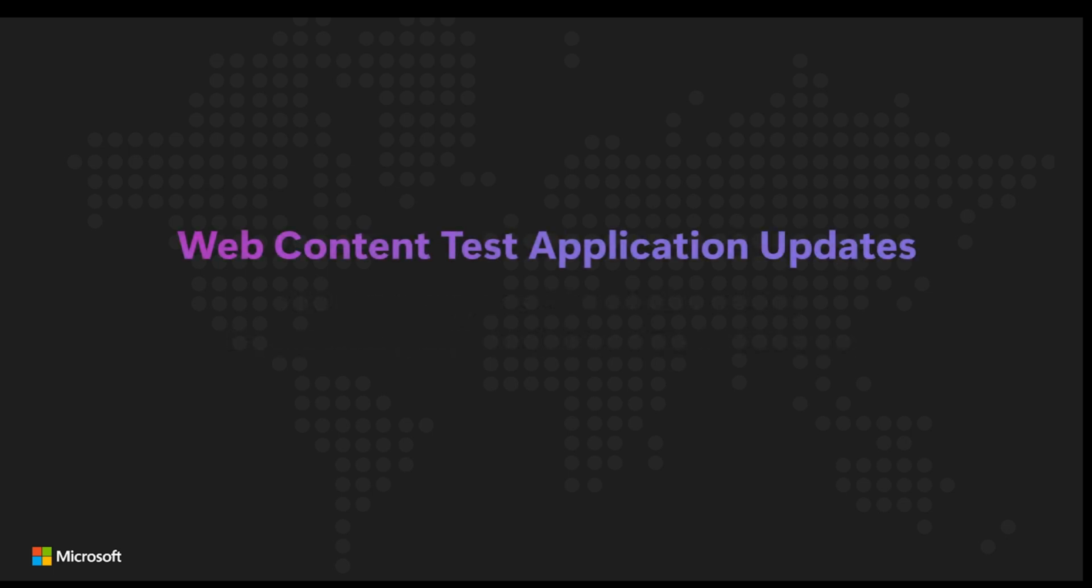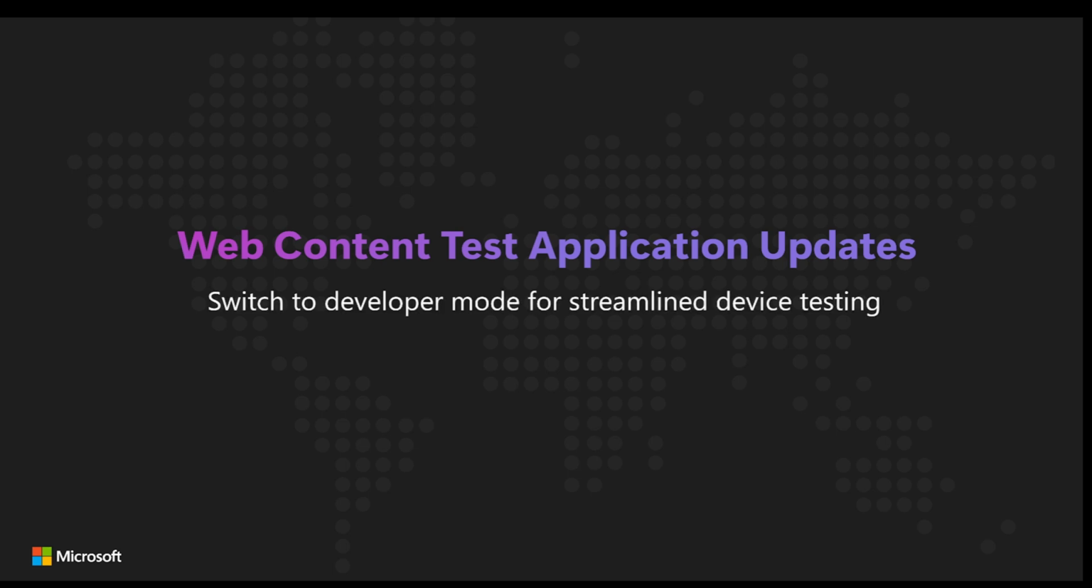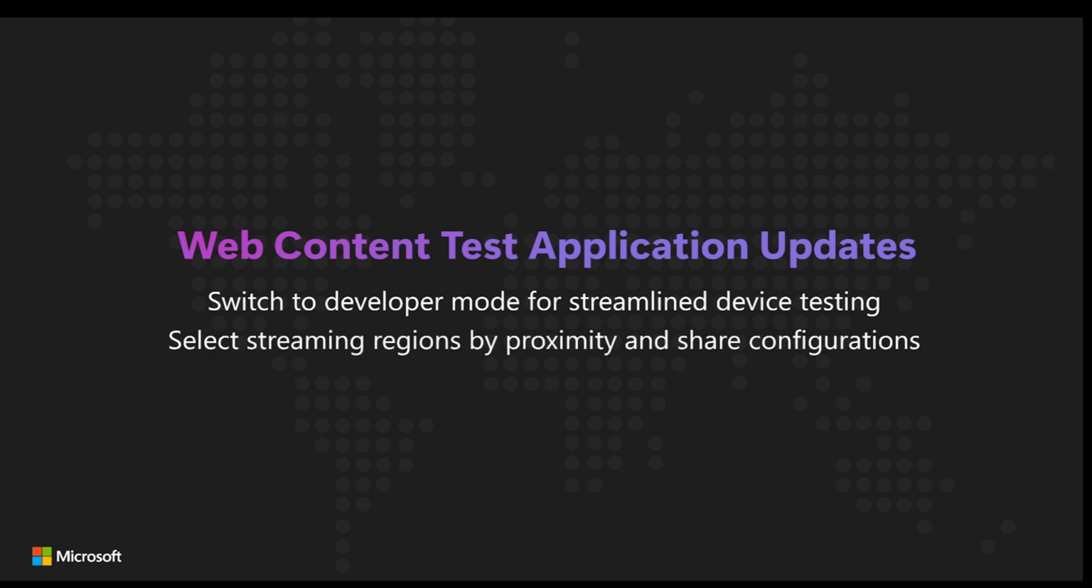Web Content Test Application Updates. Several enhancements have been made to the Web Content Test application. First, developers can now easily switch to developer mode directly from the retail environment, streamlining testing on devices like smart TVs. Additionally, developers can select streaming regions based on proximity to better replicate player experiences in different locations, and new query parameters allow for easier sharing of test configurations.